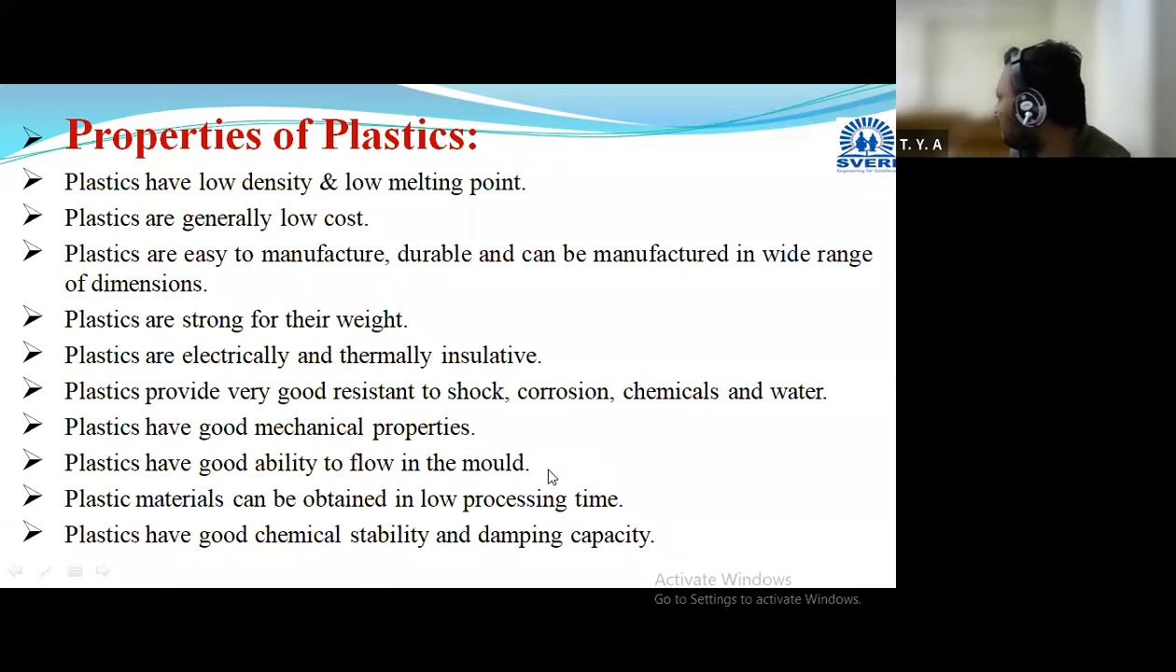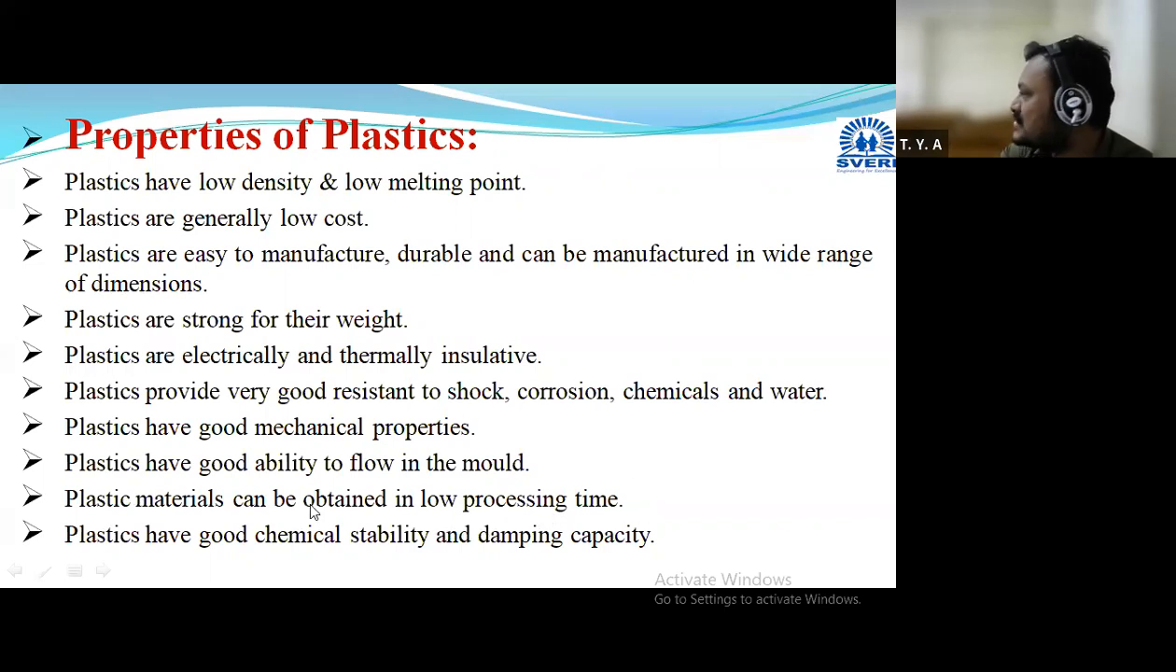It can flow readily. Means due to its flow ability, we can give the desired shape and size. If you give slight heat to the plastic material, it starts melting, and you can do the desired reshaping, or you can give any desired shape. So the next property is that the plastic material can be processed in very little time.